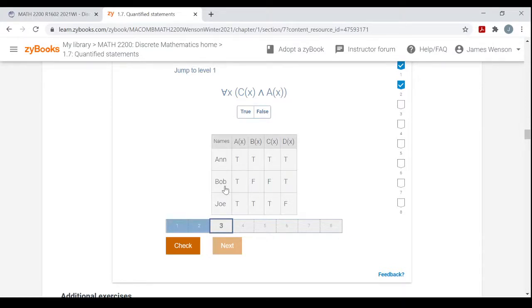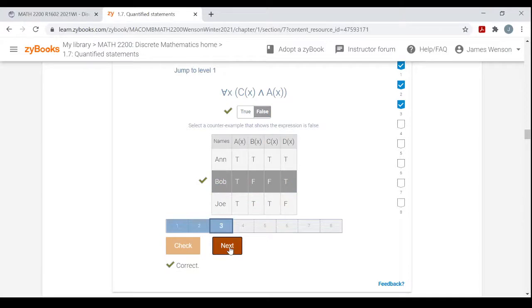Right? So let's do Bob. C of Bob is false. A of Bob is true. False and true is a false statement. So Bob would be a counterexample, right? This is saying for every person this is true, but Bob makes it false. So false, and what's the counterexample? Bob.